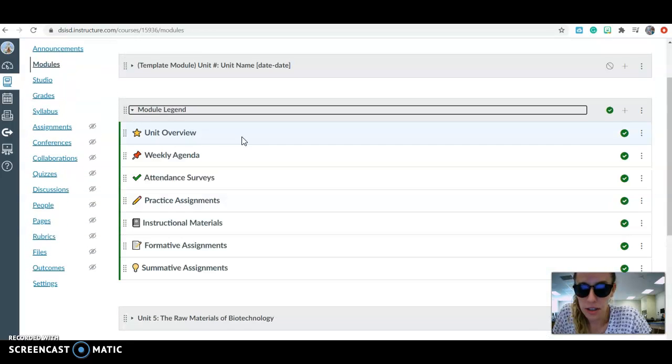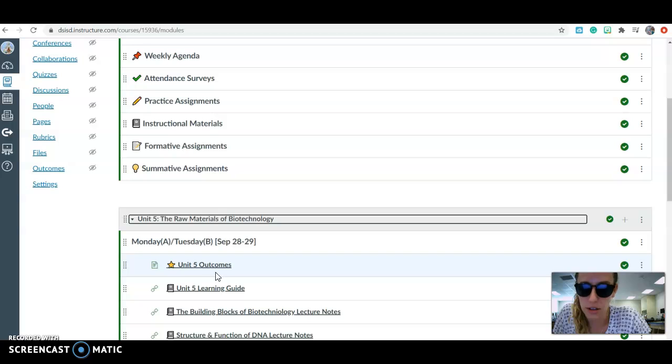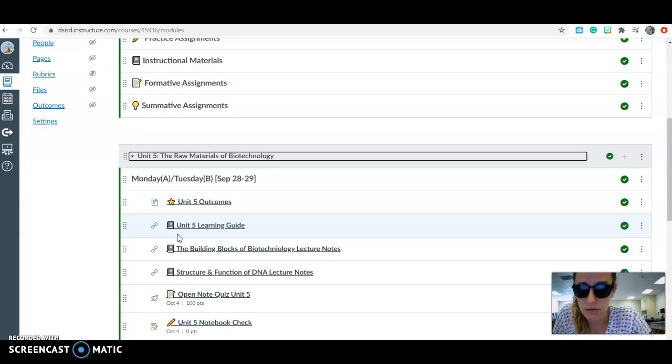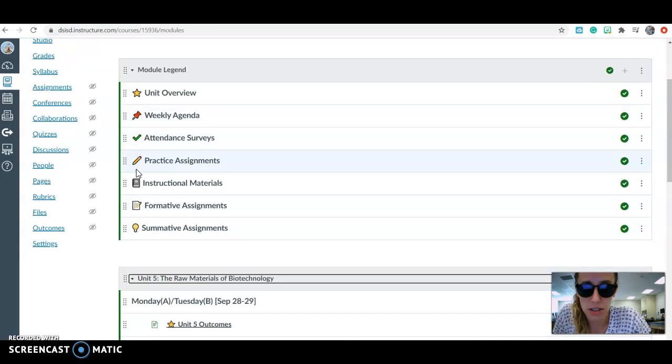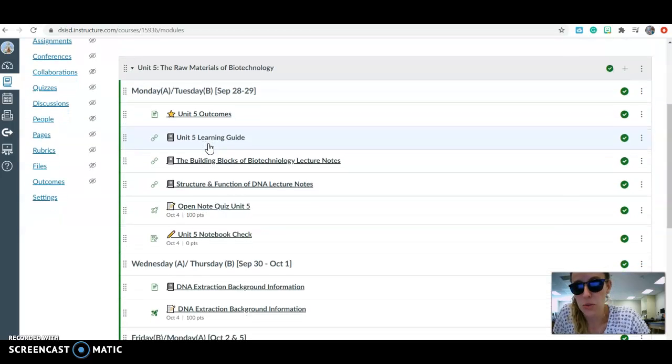Each unit has an icon in front of what the topic is, so you'll see like Unit 5 outcomes, learning guide, they all have different little emojis in front of them, and the emojis are the same throughout every unit. It's really helpful because it helps the kids' brains. Basically what I want them to know is anything with a light bulb and anything with this piece of paper is a grade. Everything else is resources. Also, it looks a lot cooler than just a lot of words in your Canvas modules.